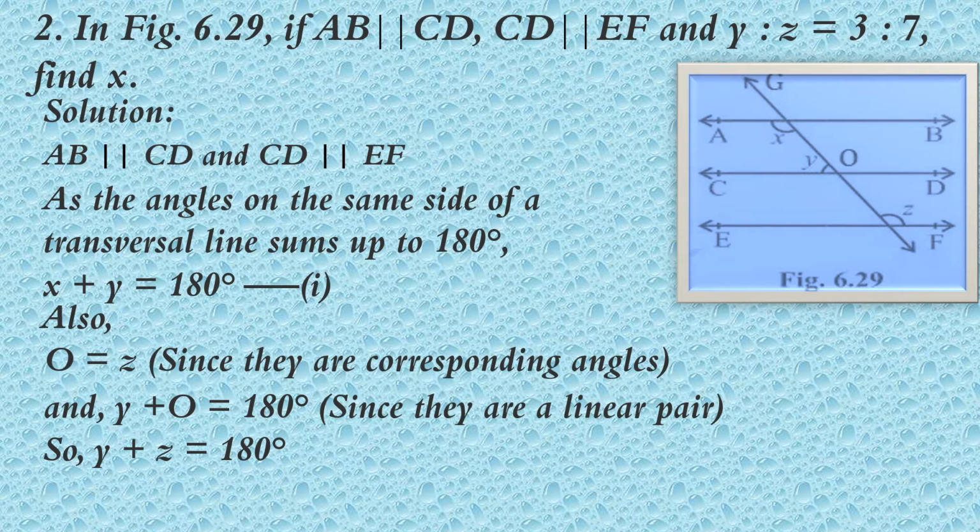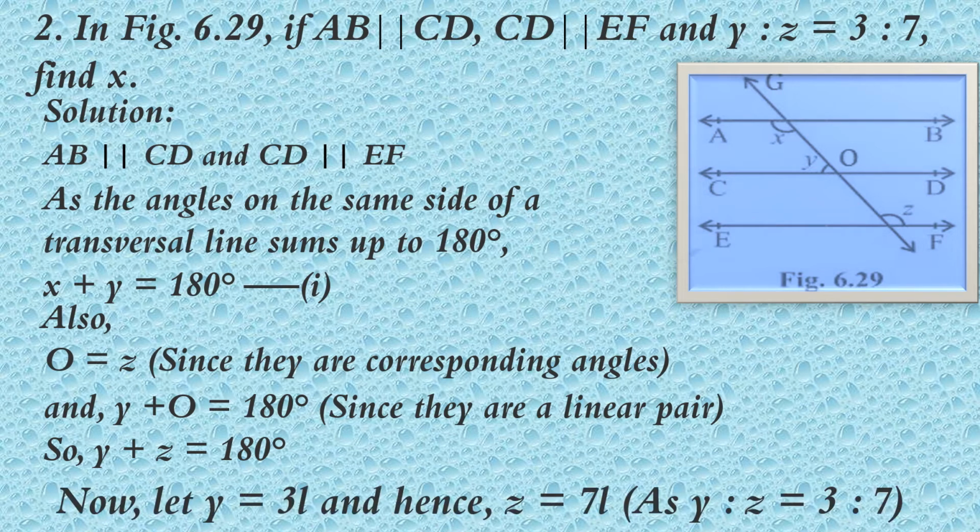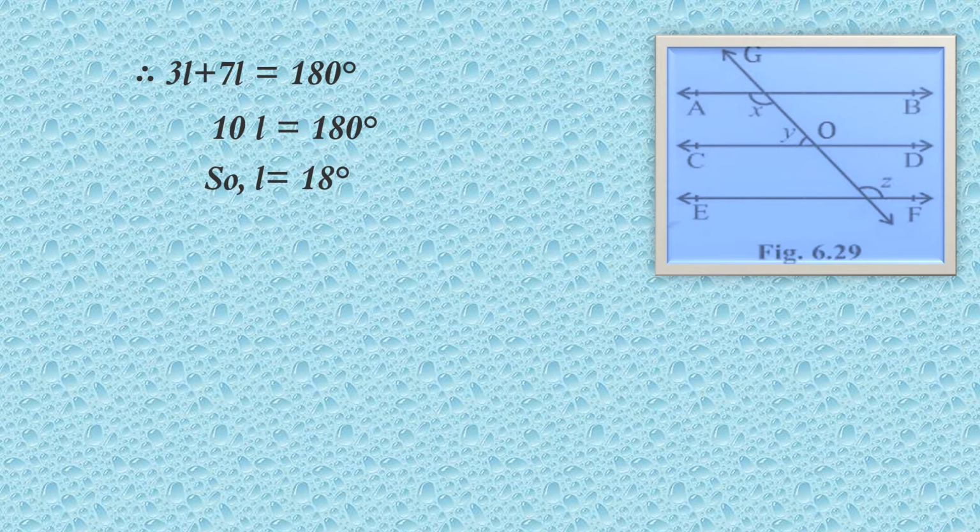Now let us take y is equal to 3L and z is equal to 7L. It is given in the question that y is to z is equal to 3 is to 7. So since y plus z is equal to 180, 3L plus 7L equal to 180 degrees, 10L is equal to 180 degrees. So L is equal to 180 by 10, that is equal to 18. So L is equal to 18.